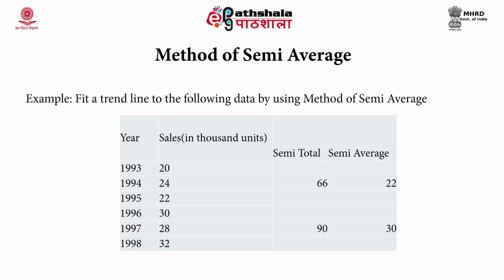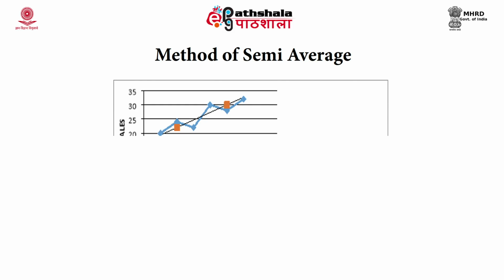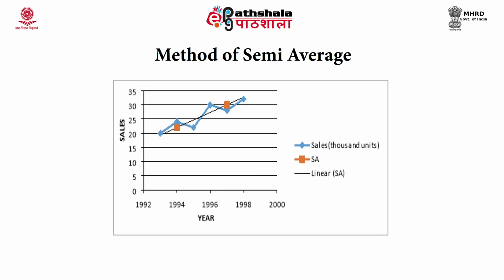So if you plot these points on the graph, you can see that the orange value represents the semi average value, and the dotted line is the trend line, and the sale is the line that you will get by joining the points of the sales corresponding to years.